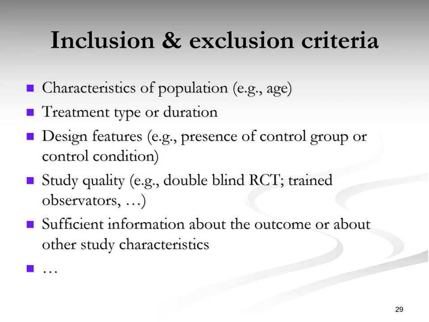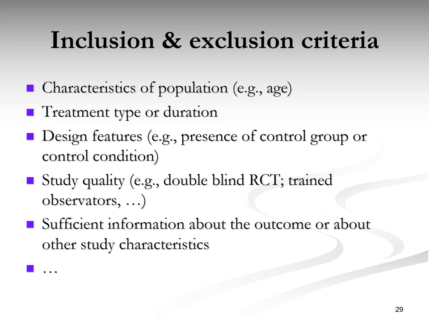For the selection of studies, we make a list of inclusion and exclusion criteria. For instance, about the population. So do we look at all kinds of persons, or do we look only at a specific age range? You can also limit the type of treatment or the duration of the treatment.